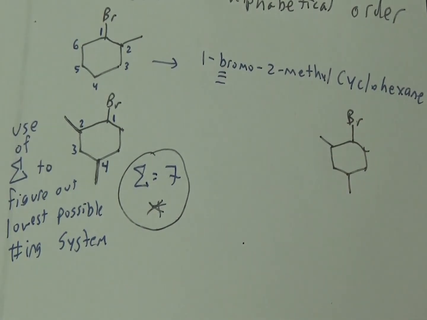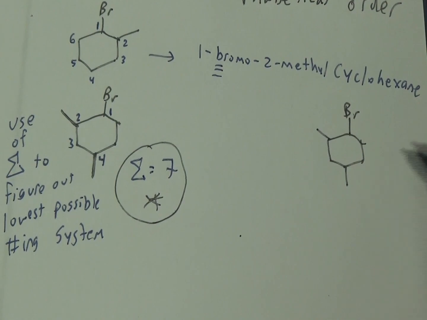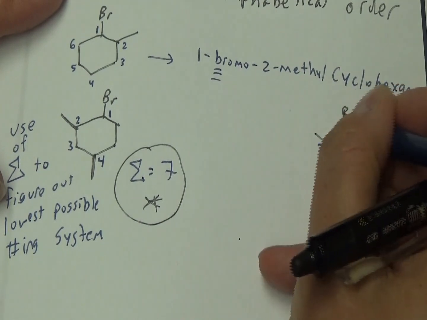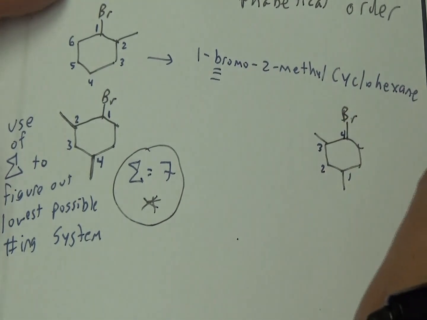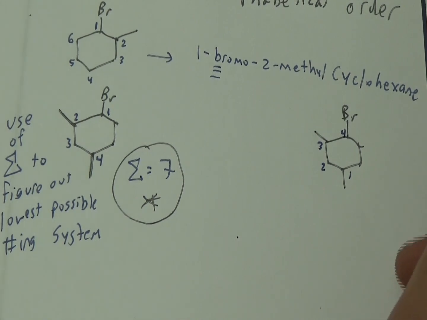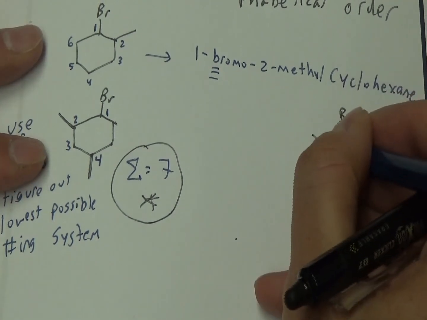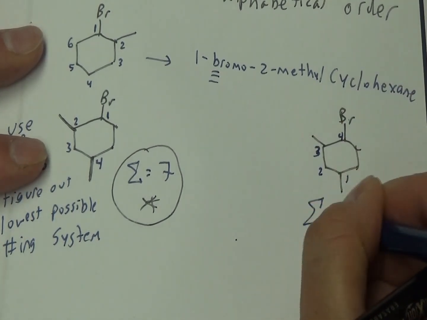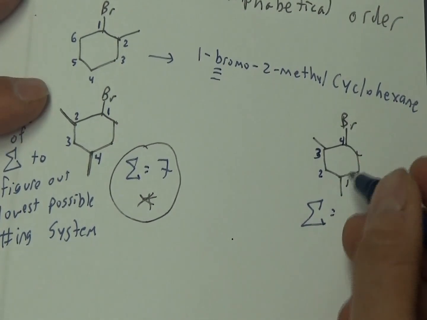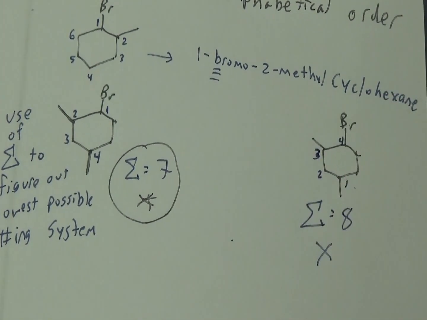Okay, so like this one. What if I number from the bottom? What do I get? 1, 2, 3, 4. Now, what's the sum of the 3 numbers with substituents? It's 1 plus 3 plus 4, which is 8. Bad. Okay, it's larger. It's a bigger number.